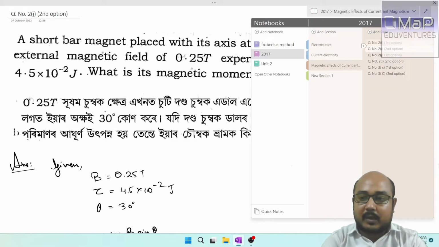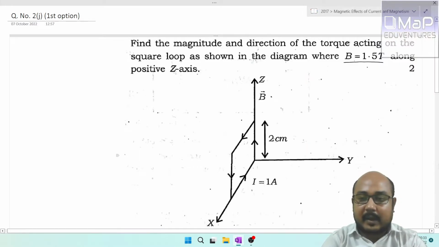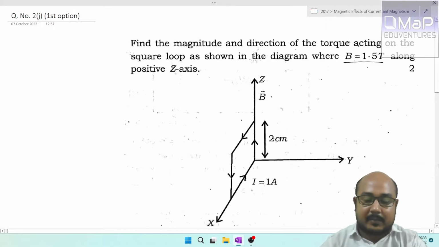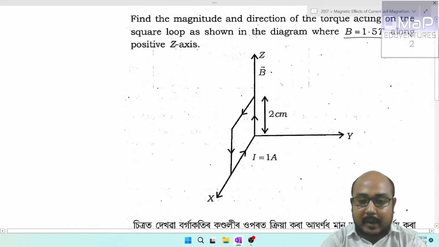Then we move to question number 2J, first option. Question number 2J, first option: to find the magnitude and direction of torque acting on the square loop as shown in the diagram where B is equal to 1.5 Tesla along the positive Z axis.